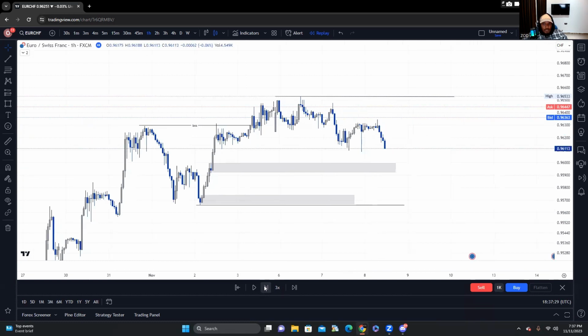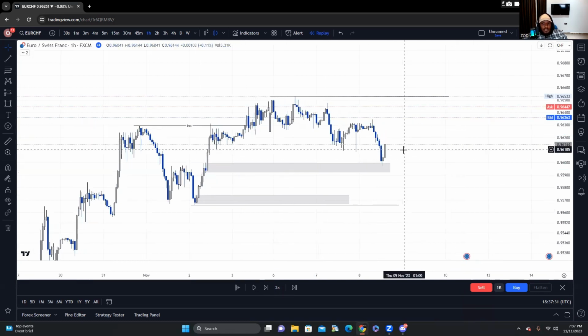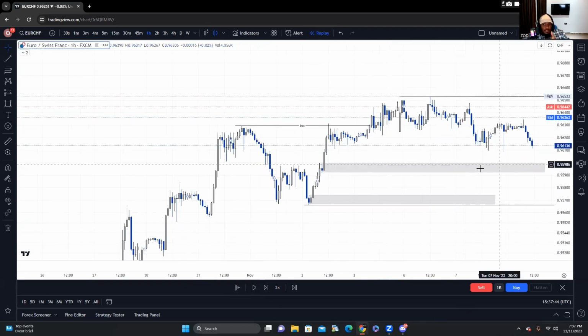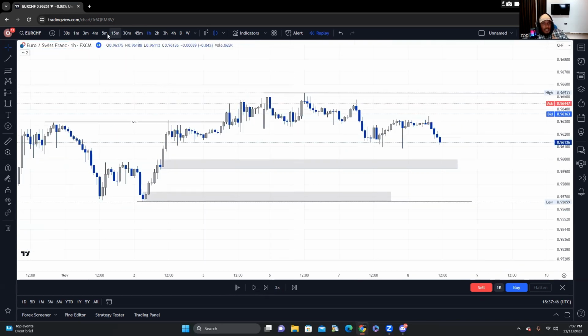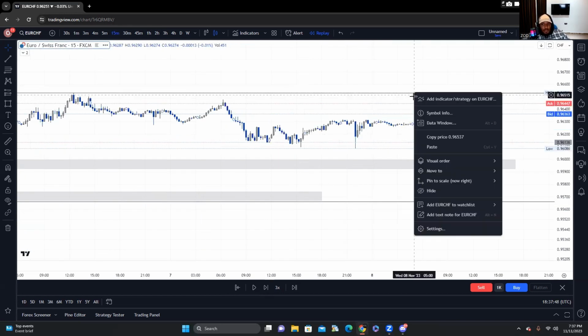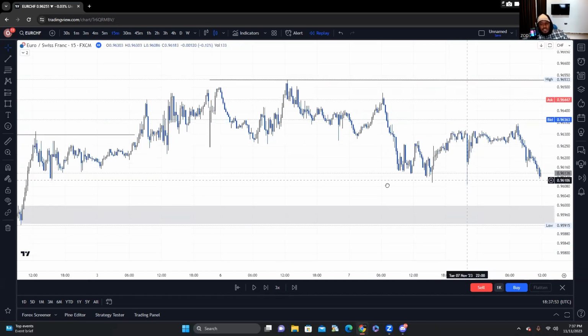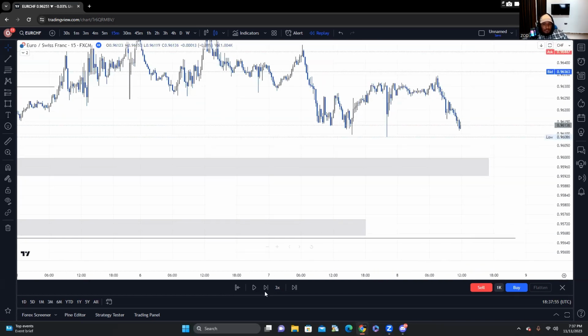Okay, so we have price tapping into our first order block, but let's take that back just a bit. Nope. Let's take it right here. So at the time price was around this area here, we would move to a 50-minute time frame to have a more bird's-eye precision of what's actually happening within this order block, right?